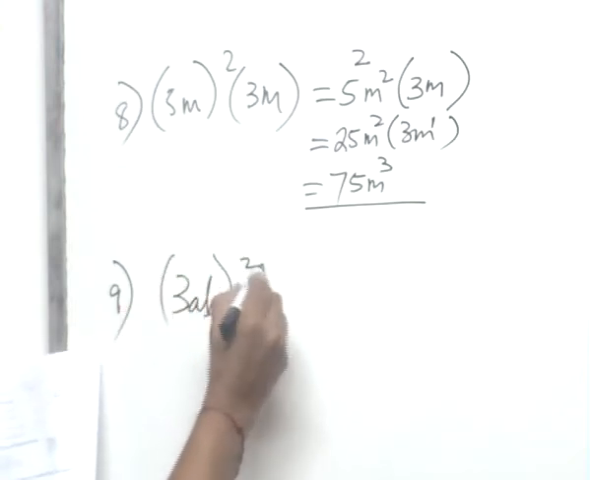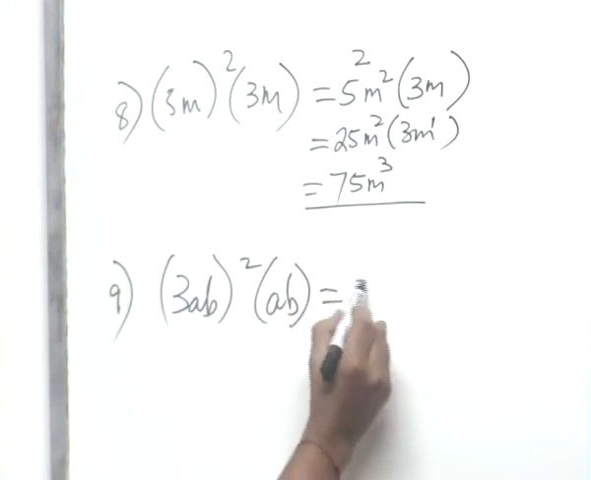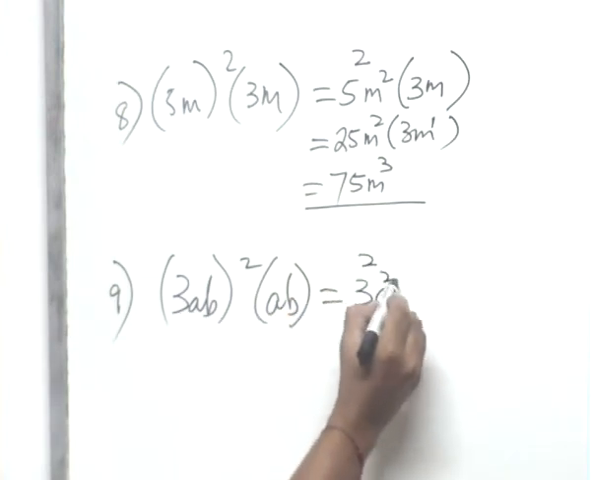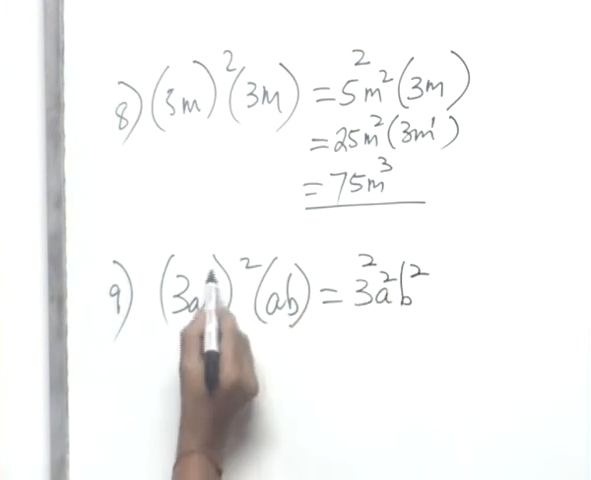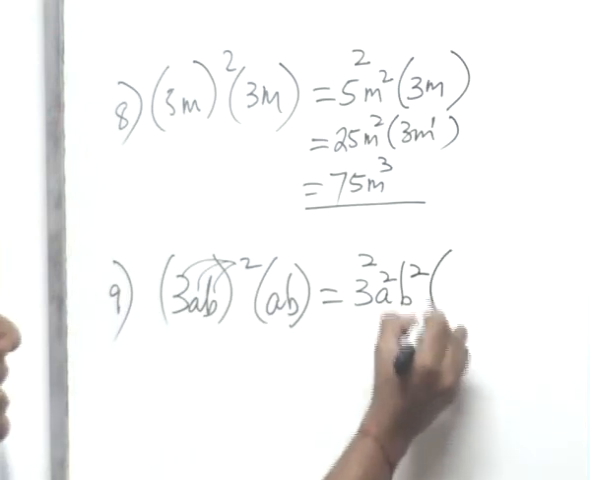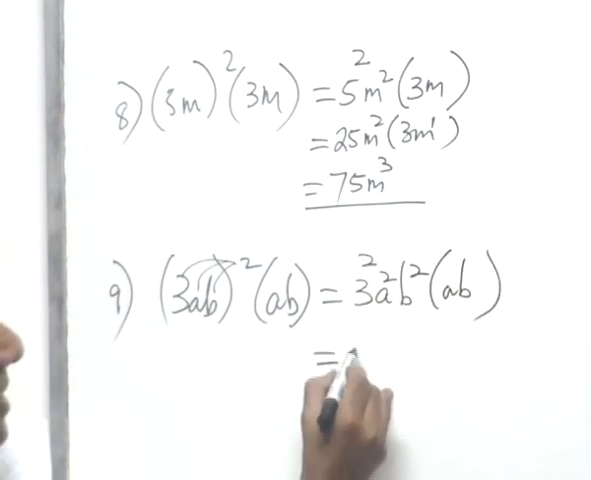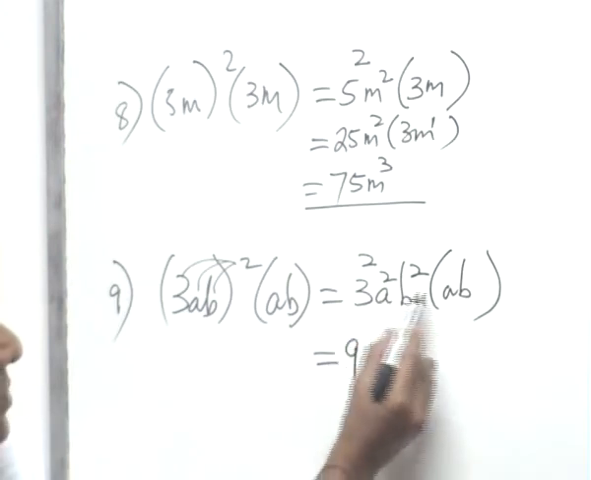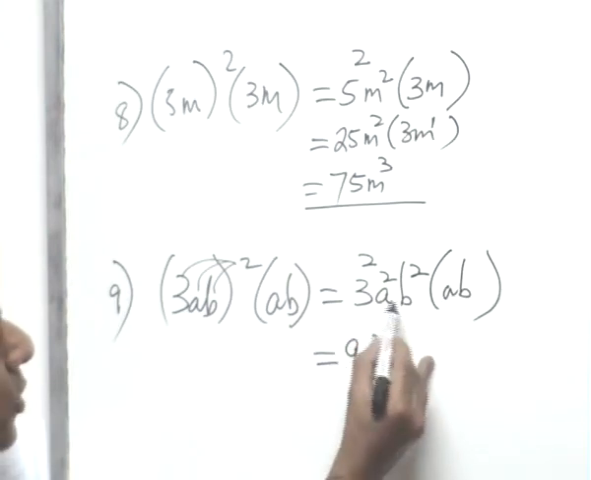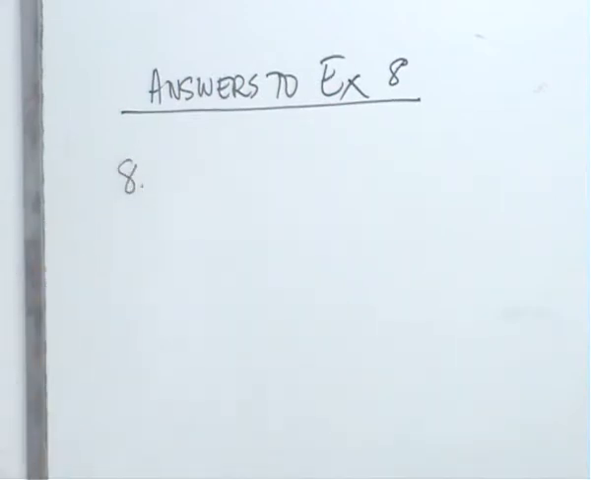3ab all squared into ab. So this will become 3 squared a squared b squared. You know why, right? By now you are used to this now. Times ab. So 3 squared is really 9. Now a squared and a will give you a cube.